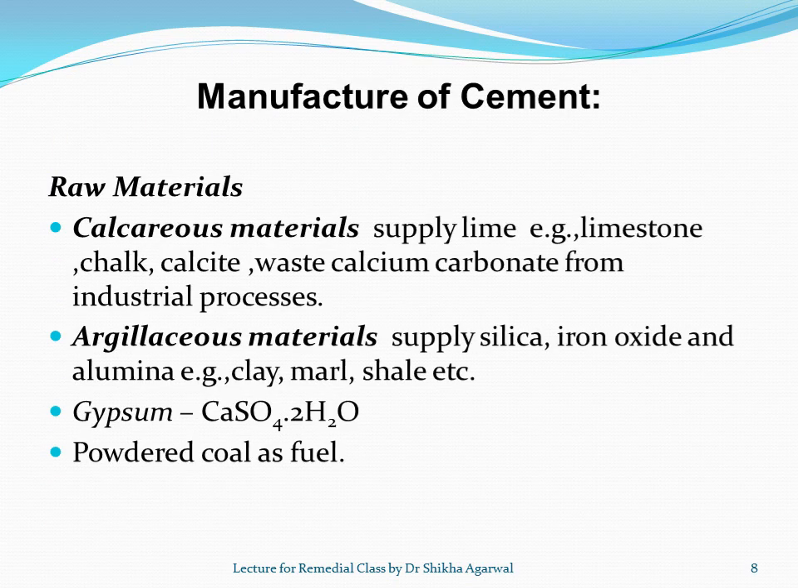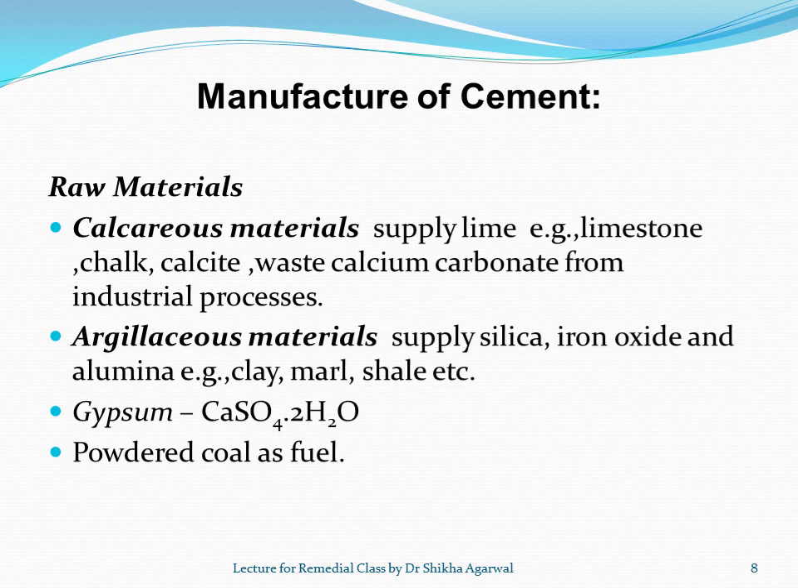Now we come to the most important question of this chapter, the manufacture of cement by rotary kiln method. Now what are the raw materials required? You require 2 types of raw materials. One is calcareous materials, which supply lime to us. They are limestone, chalk, calcite, something which is giving you calcium carbonate. Argillaceous materials are those which are giving you silica, iron oxide, and alumina. So clay, marl, shale, sandstone fall in this category.